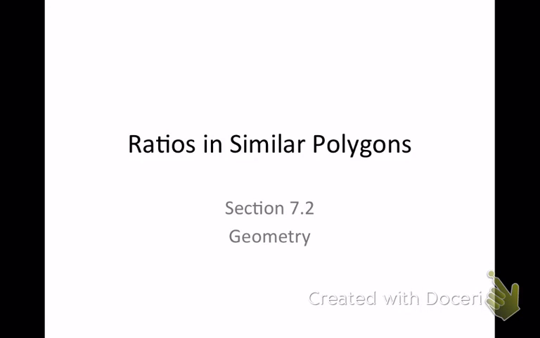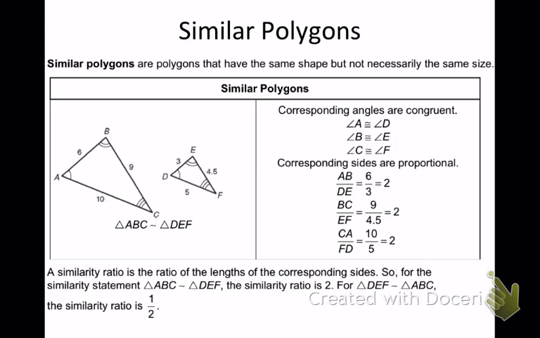Section 7.2 today, ratios and similar polygons. So continuing on here in chapter 7, talking about ratios and proportions. Now we're going to apply this to similar polygons. All right. So first thing we need to talk about is, what does it mean to be similar?